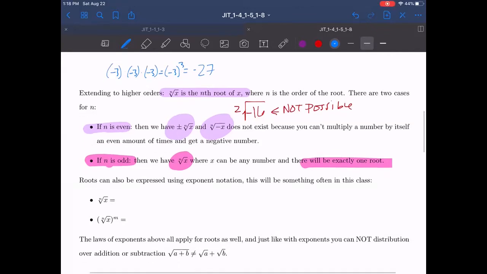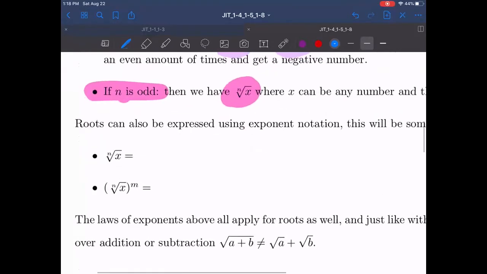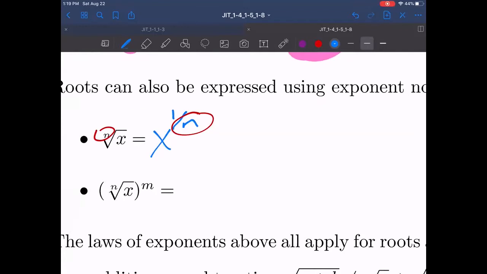All right, so roots can also be expressed using our exponent notation. And this will be something that we use often in this class. So if we've got the nth root of x, we can rewrite that as x to the 1 over n, where this n comes from whatever the root is. So if I've got the square root of x, I can rewrite that as x to the 1/2 power.